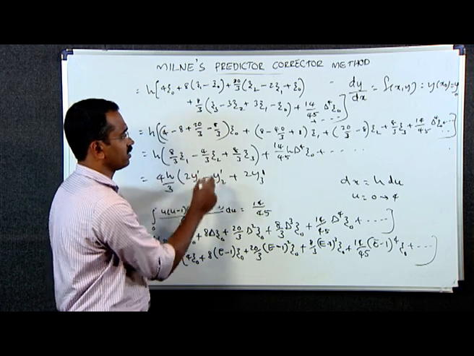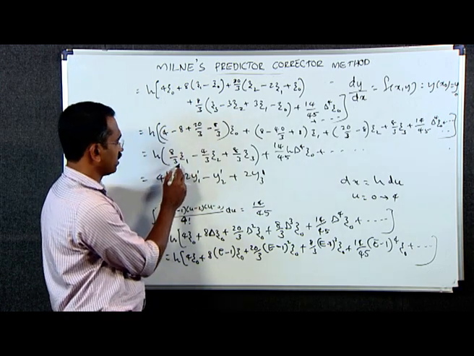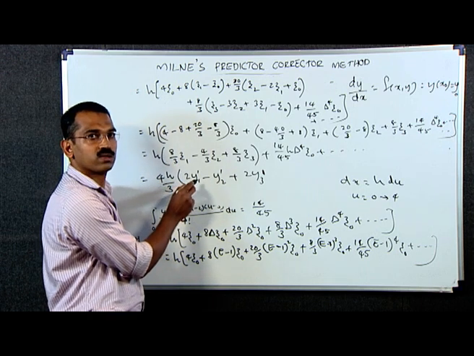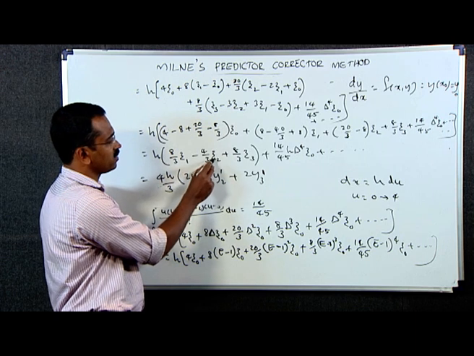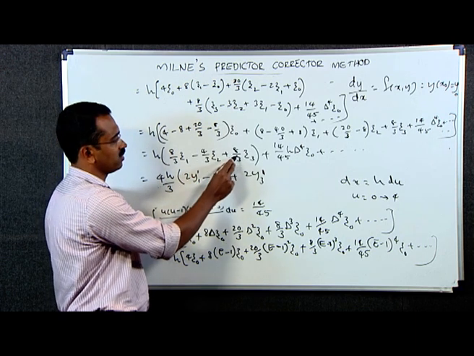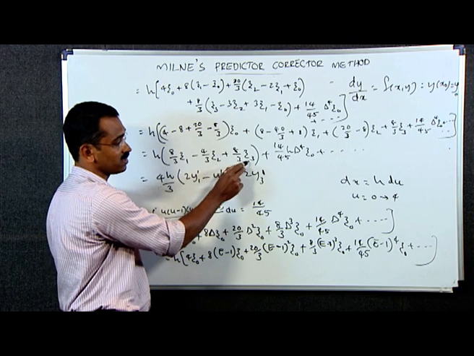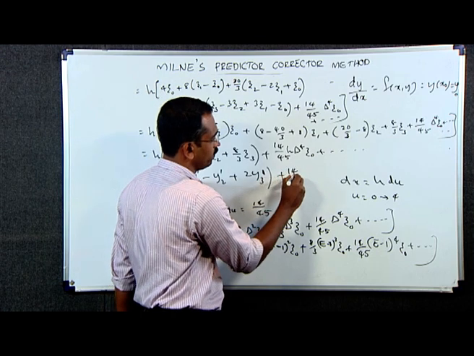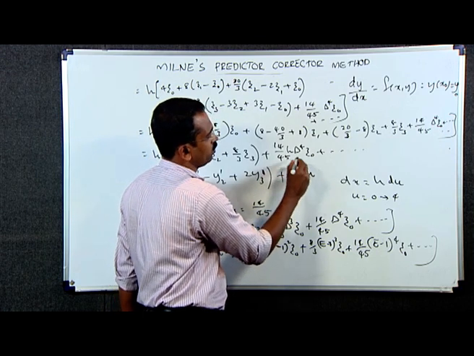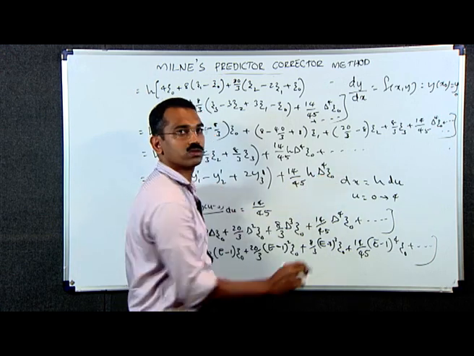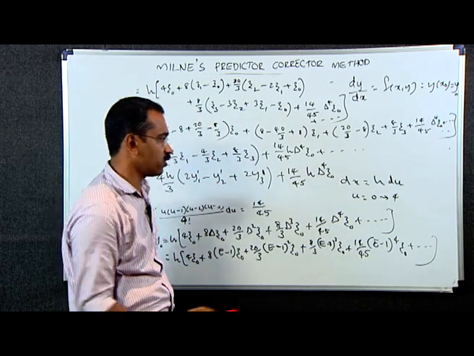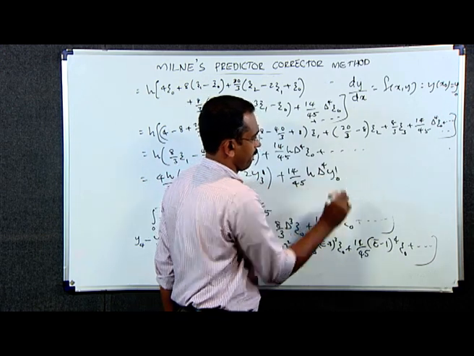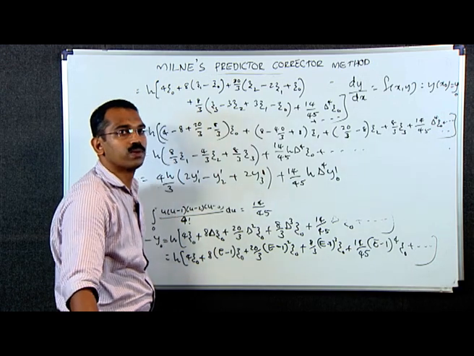Taking 4 by 3 as common, we can write this expression as 2 z1. z1 means y1 dash. Here minus z2. z2 means y2 dash. In this 2 into z3. z3 means y3 dash plus 14 divided by 45 into h into delta raised to 4 z0. z0 means y0 dash. Plus etc.